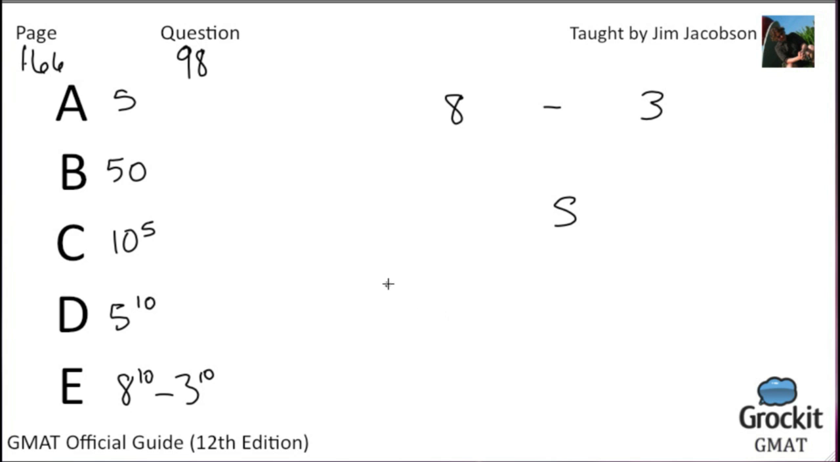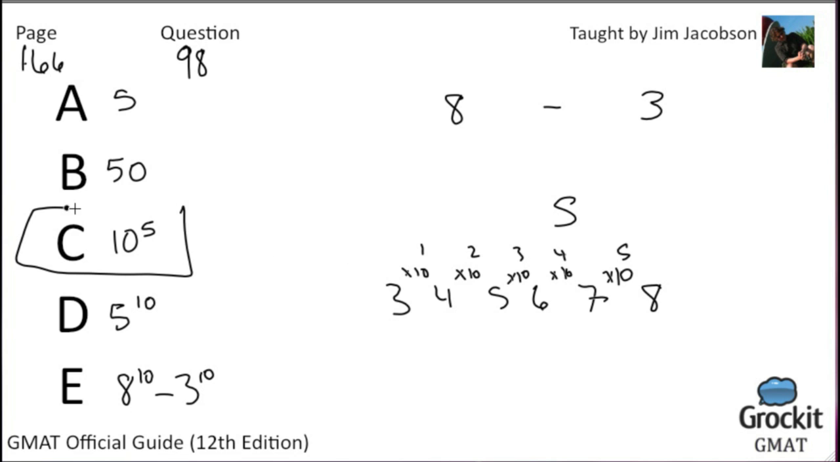So let's just do it another way. If we had 3 here and 8 here: 3, 4, 5, 6, 7, 8. You wouldn't have to write it out this way on the real GMAT, but just to demonstrate, going from 3 to 4 is times 10, 4 to 5 is times another 10, 5 to 6, every time we go up 1, it's times 10. So going up from 3 to 8, 5 times, we have gone 5 powers of 10. 1, 2, 3, 4, 5. And since it's powers of 10, that's 10 to the 5th. Answer choice C.